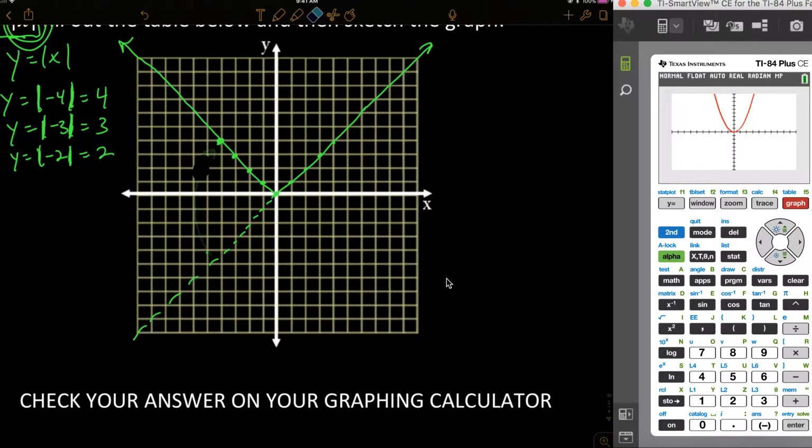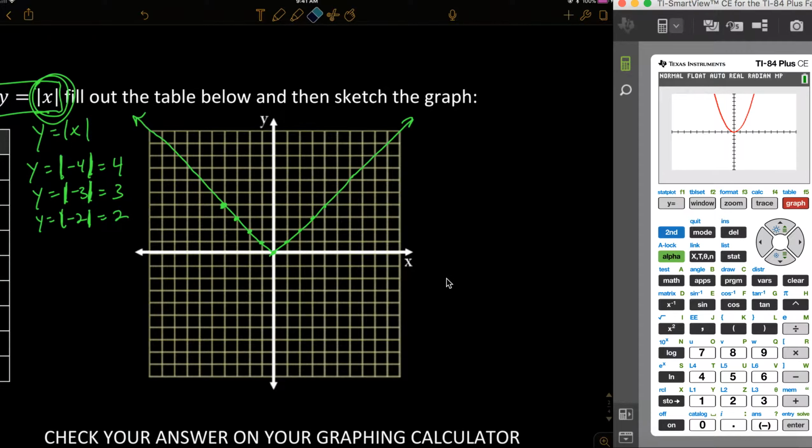So it reflects them over the x-axis. That's where it comes from. Let's check in our calculator, see if we got it right.